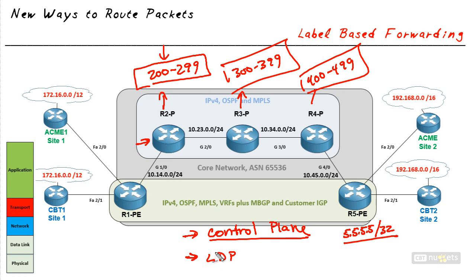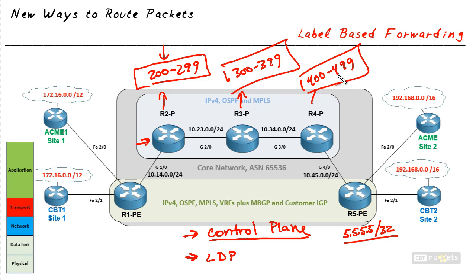But for now, I just want you to be aware that once R2 generates these local labels for routes it has in its routing table, it is going to advertise them to its neighbors on both sides. So at the end of the day, R1 knows what R2's labels are for various networks. R2 knows what R3's labels are for various networks. R3 is going to know what R4's local labels are, and so forth.